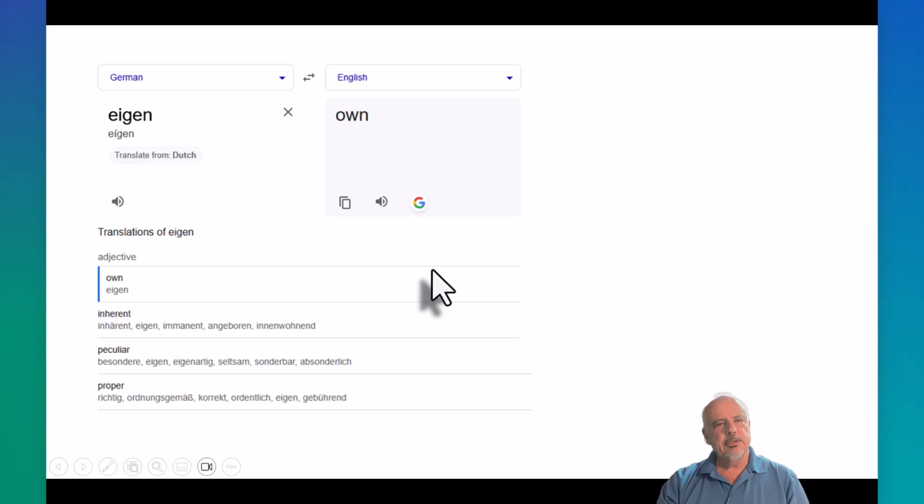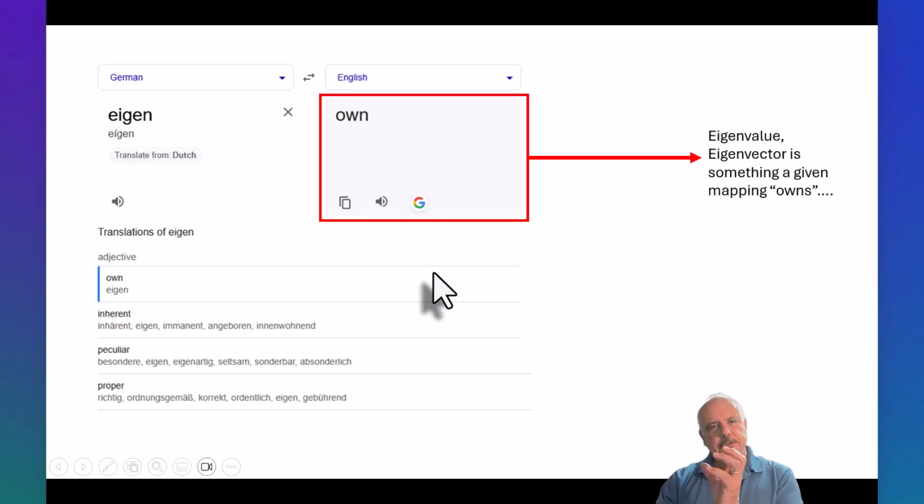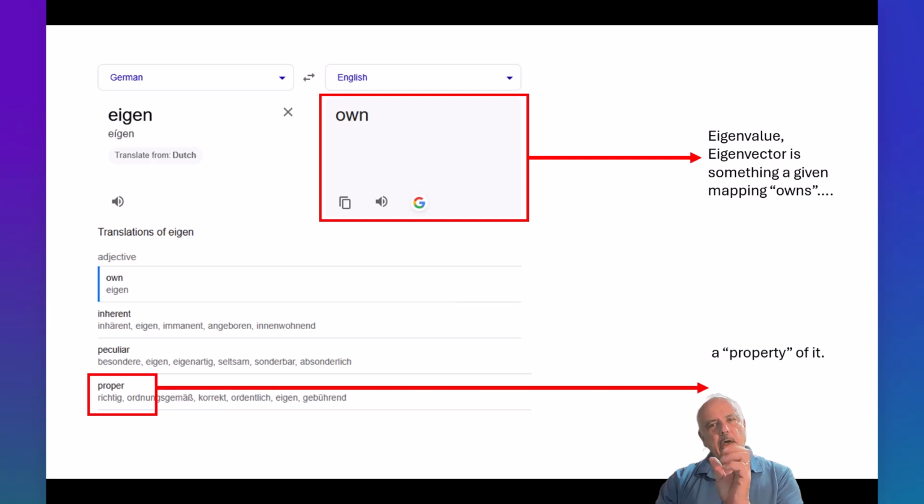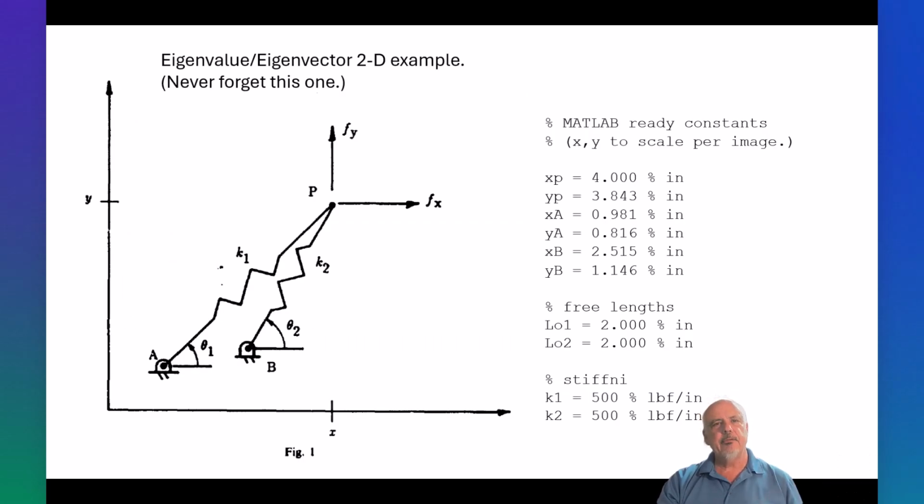So eigen is a German word that to me means own. So this is a property of the matrix. So the matrix owns that eigenvalue and eigenvector. So let's see if we can figure out how to get that stiffness matrix.